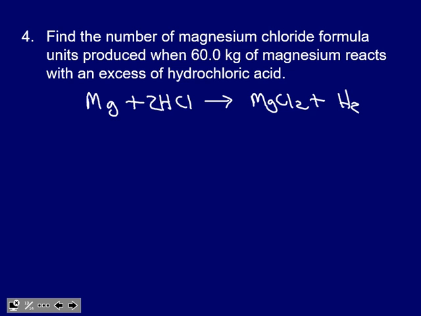And I'm starting with 60 kilograms of magnesium. 60 kilograms goes in the grams line. And this is really not a practical problem in any way. Who really cares about the number of formula units that are produced? Nobody really cares about that. But it's a good thing to think about. Formula units, what do we call formula units? What group does that fall into? Yep, entities. I'm looking for entities.